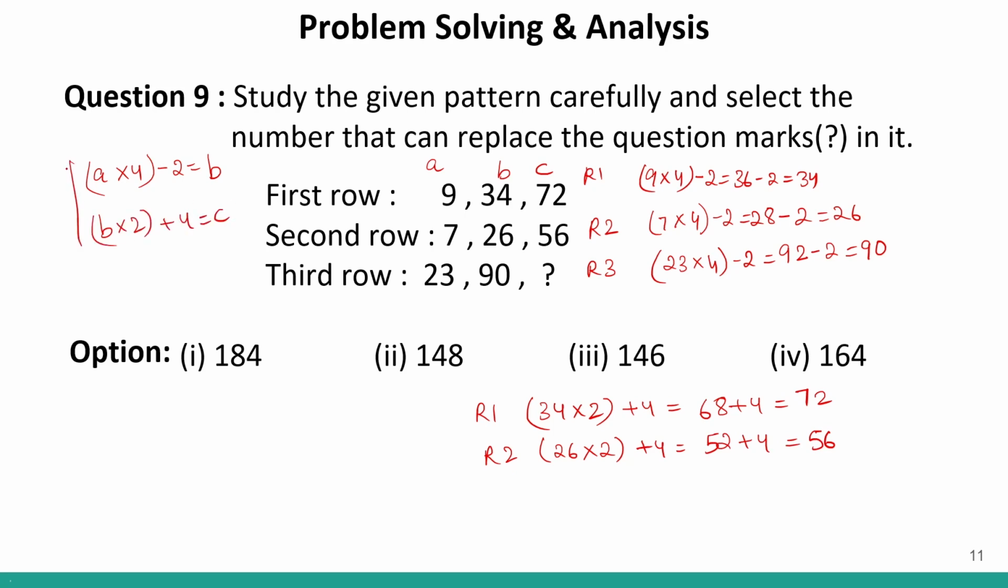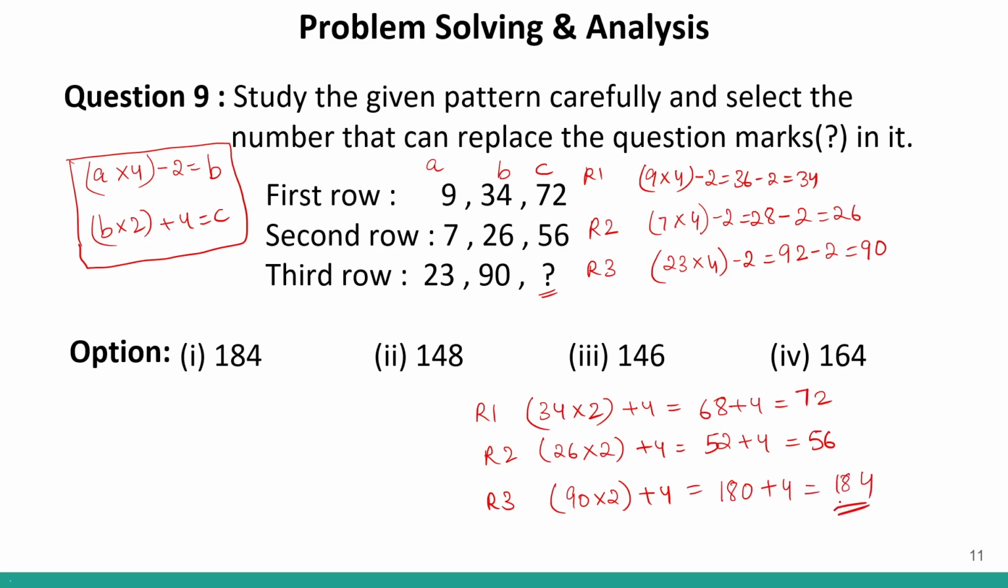So I have broken down my logic into 2 parts. Now let us find this missing element in row 3. So in row 3, it will be how much? It will be 90 into 2 plus 4. So 90 into 2 is 180 plus 4 gives me 184. So 184 will be the answer to this question, which is given in option number 1. So option number 1 will be your correct answer. Okay.